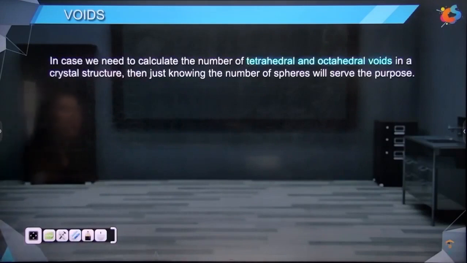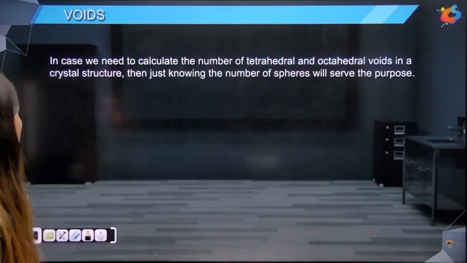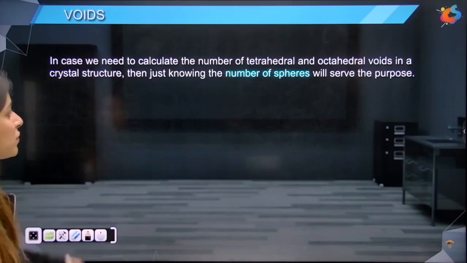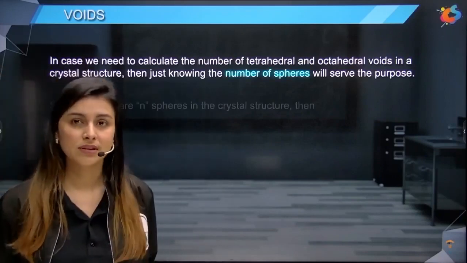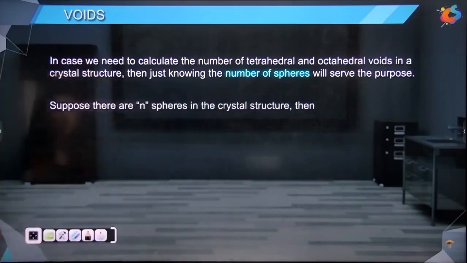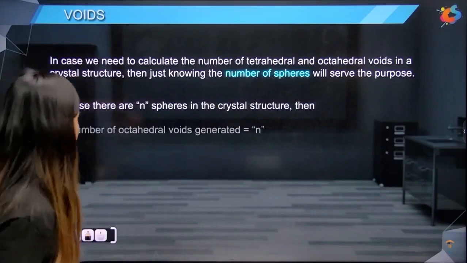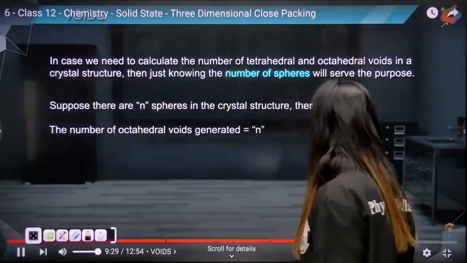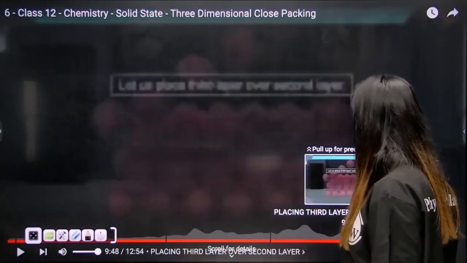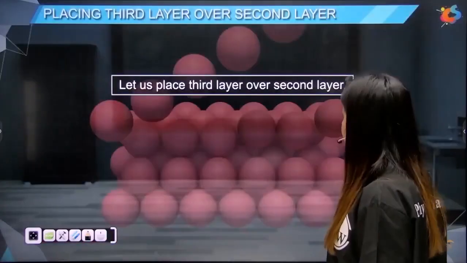In case we need to calculate the number of tetrahedral and octahedral voids in a crystal system, then just knowing the number of spheres will serve the purpose. Suppose there are n spheres in the crystal system. No, we don't need this discussion. We just want to see the voids and layering. So now let's talk about the layering here.